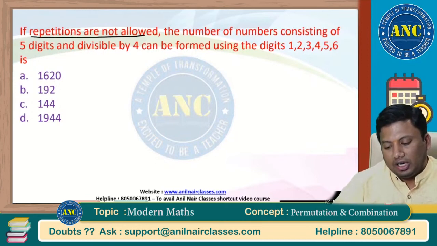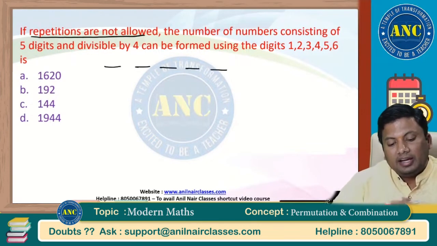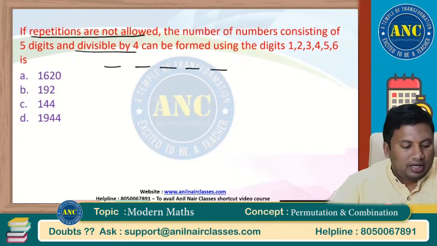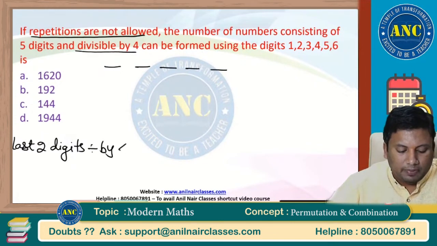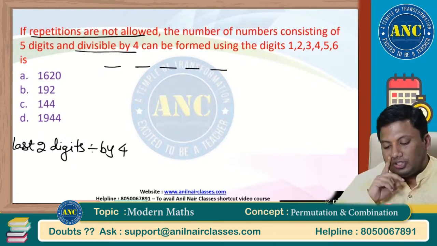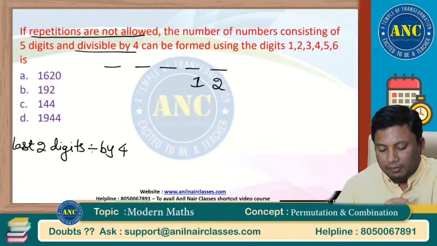Repetition is not allowed. Number of numbers consisting of 5 digits, and they are divisible by 4. Divisible by 4 means the last 2 digits should be divisible by 4. 12 is divisible by 4.